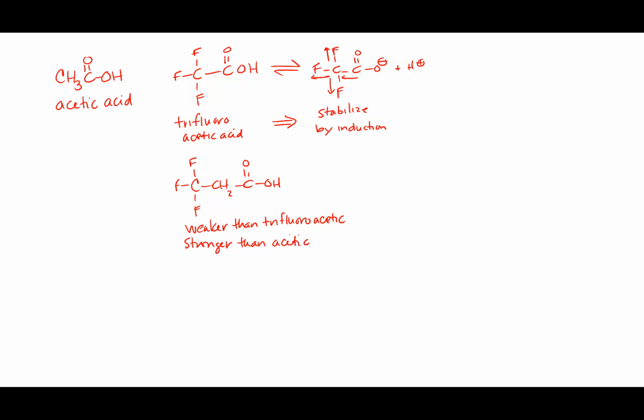So the idea here is that as we move those electron withdrawing groups farther from the carboxylic acid and farther from the carboxylate as its conjugate base, the acid will get weaker.